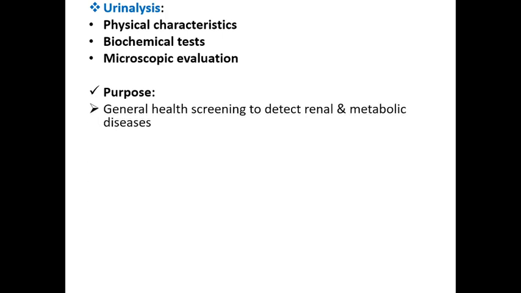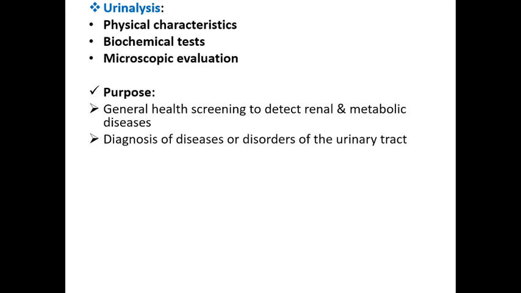Urine analysis, what is that? That is when you examine the urine for several things. You examine the urine for its physical characteristics, you do certain biochemical tests with the urine, and you examine the urine sample microscopically. What are the purposes of urine analysis? One thing is general health screening, to detect any kidney abnormalities or any metabolic abnormalities in the person.